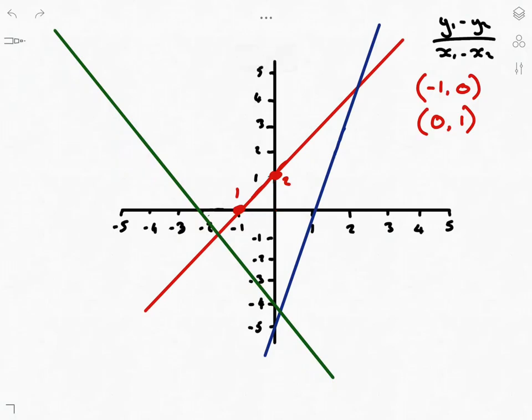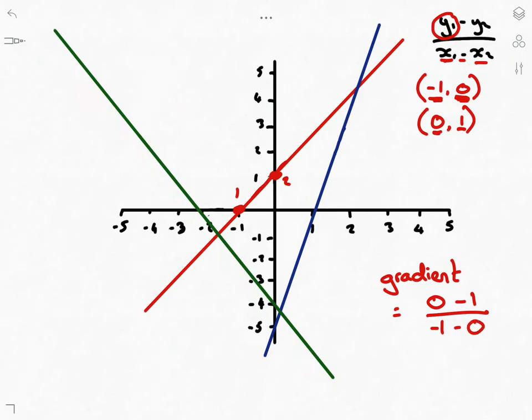Now we just put this in the formula. So the gradient of the red line is going to equal our y1, which is here. This is our y coordinate for the first point, so 0, take away y2, which is 1, divided by x1, so here, -1, take away x2, which is 0.